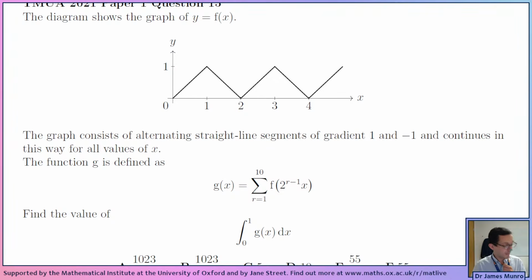Okay, so we've got 10 functions. They're all rescales of this graph. We're going to learn about graph transformations next week. But you've seen some scaling already, I think. And when it says f of 2x or 4x or whatever, 2 to the r minus 1, f of some power of 2x, that represents a transformation in this graph.